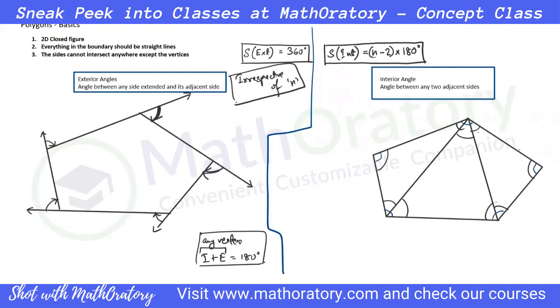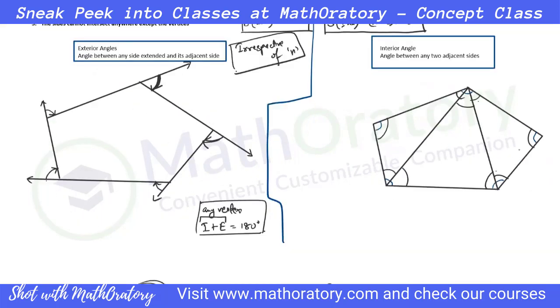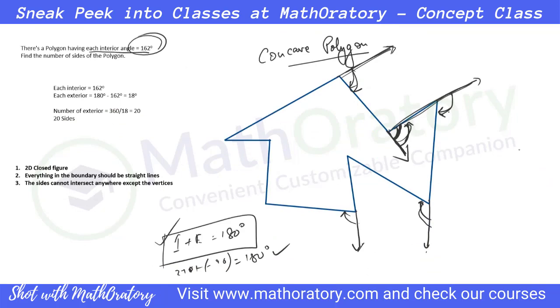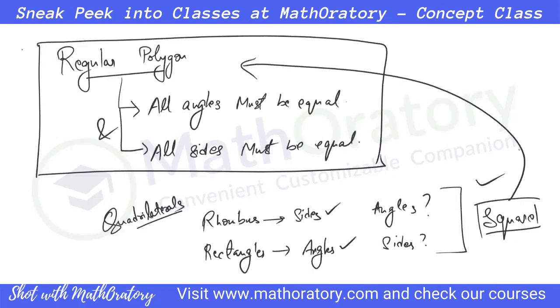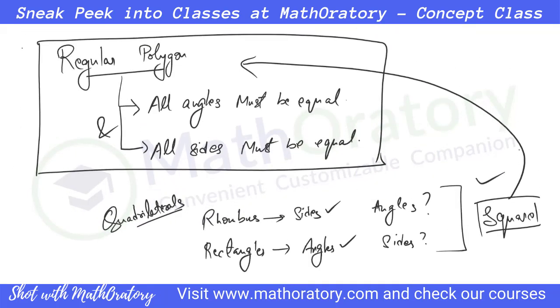Hopefully this was understood related to interior and exterior angles, how they are useful, and concave polygons especially, and regular polygons especially. So that's it for this basic lesson.